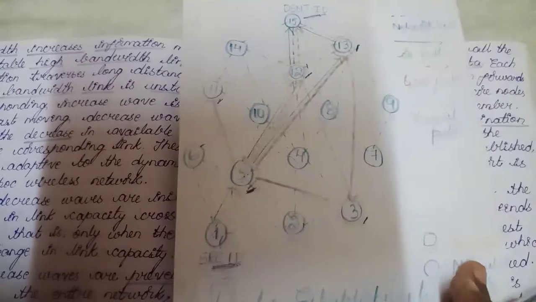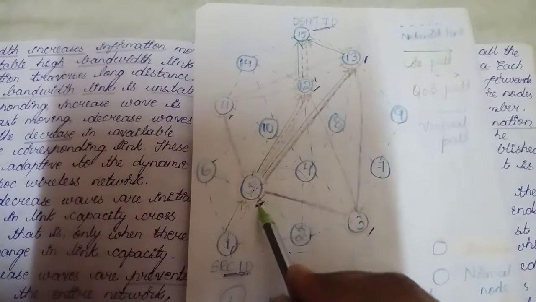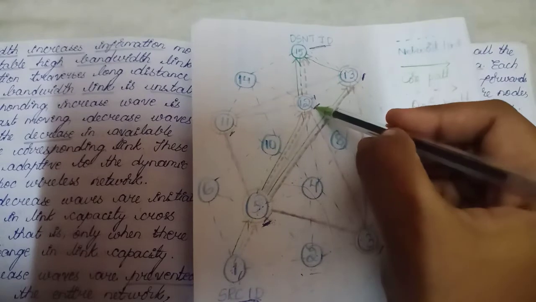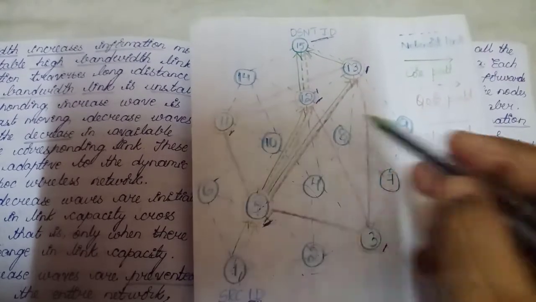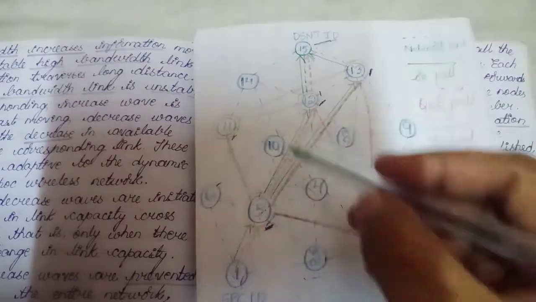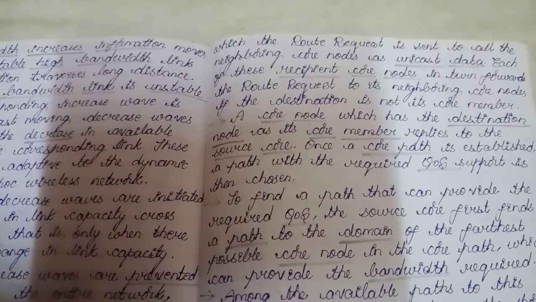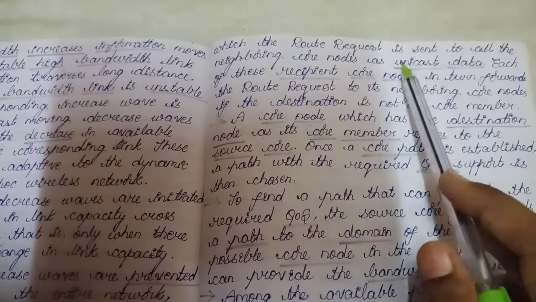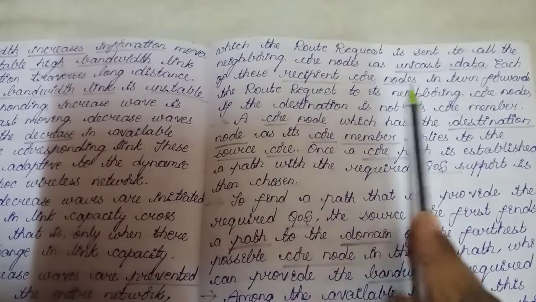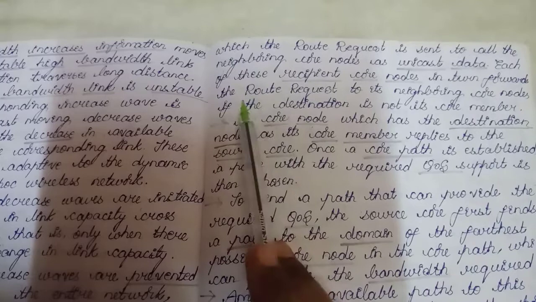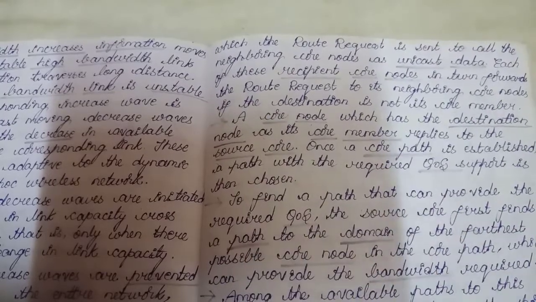I'll explain using this. See, here this source core does not have information regarding this destination core. Then it sends the route request packet to all the core nodes. All the core nodes will get the route request packet from this source core. That is core broadcast, which is done on unicast mechanism. Each of these recipient core nodes in turn forwards the route request to its neighboring core nodes if the destination is not its core member.